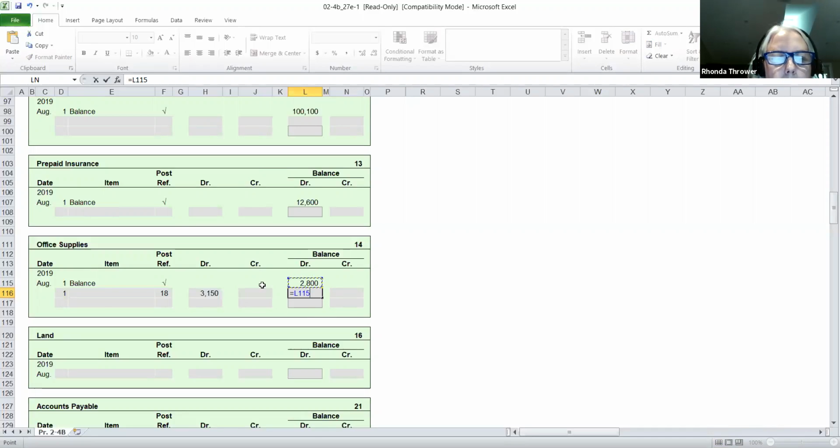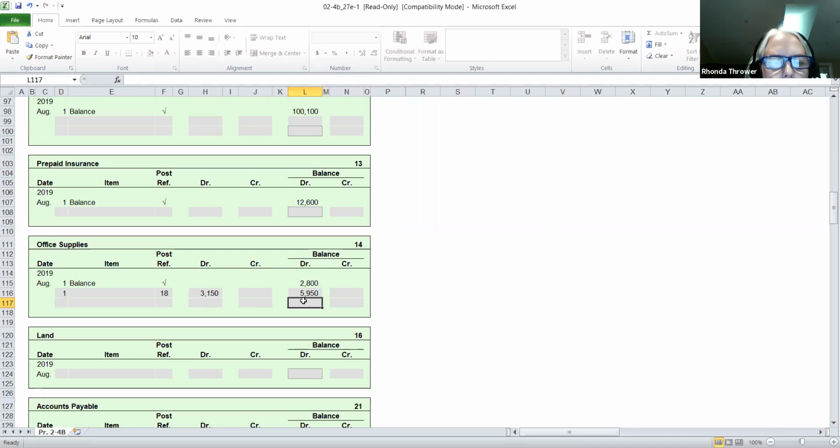So we're picking up L15, I'm sorry. We're picking up the balance of 2,800. See how it's got that little running circle on it? That means that it's picking up that balance. We're going to add to it. Notice I put an add sign in there. The debit here of $31.50. And when you press enter, it will calculate that balance for you.